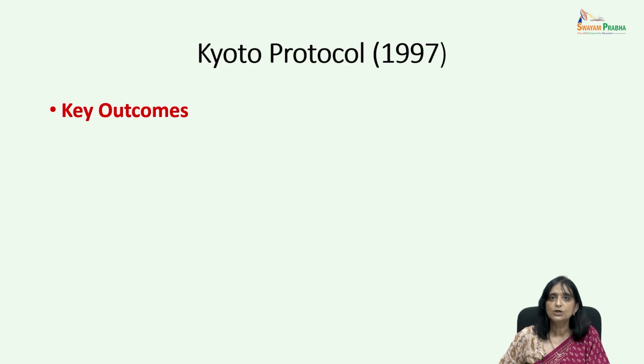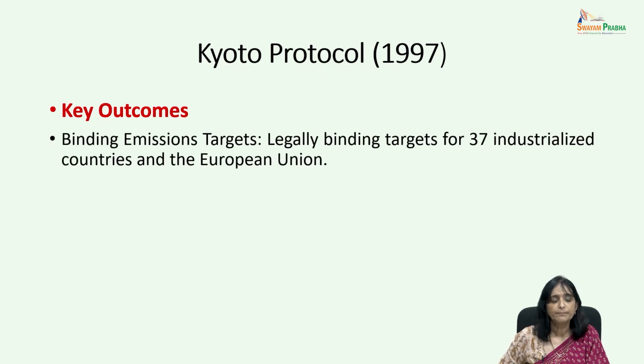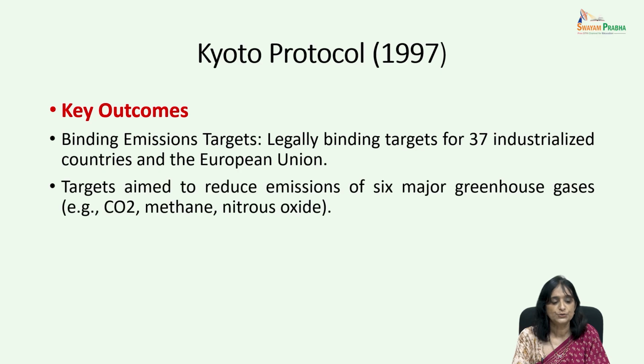What are the key outcomes of the Kyoto Protocol? Let us have a look. First, binding emission targets. This particular protocol set legally binding emission targets for 37 industrialized countries and the European Union. So emission targets were set in this protocol for the 37 industrialized nations of the world and European nations.